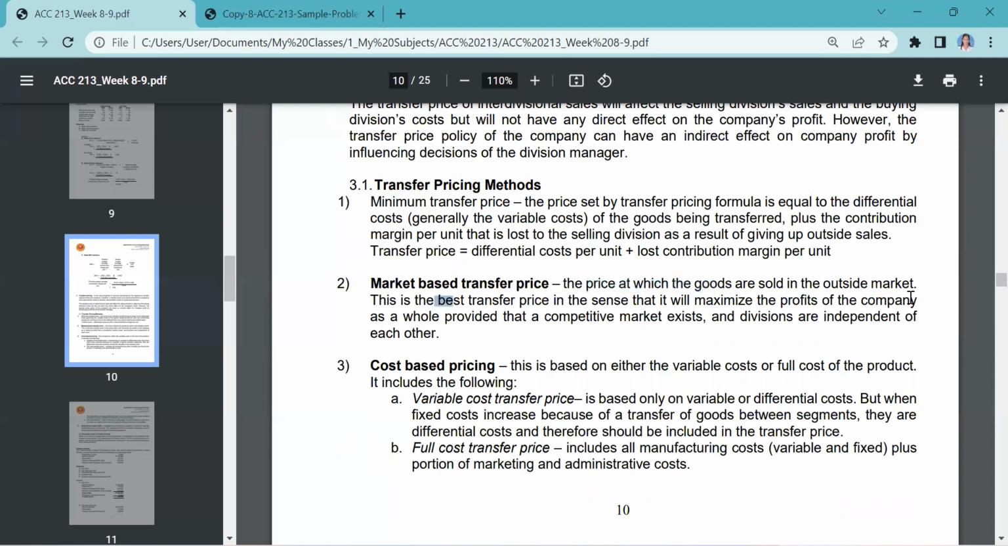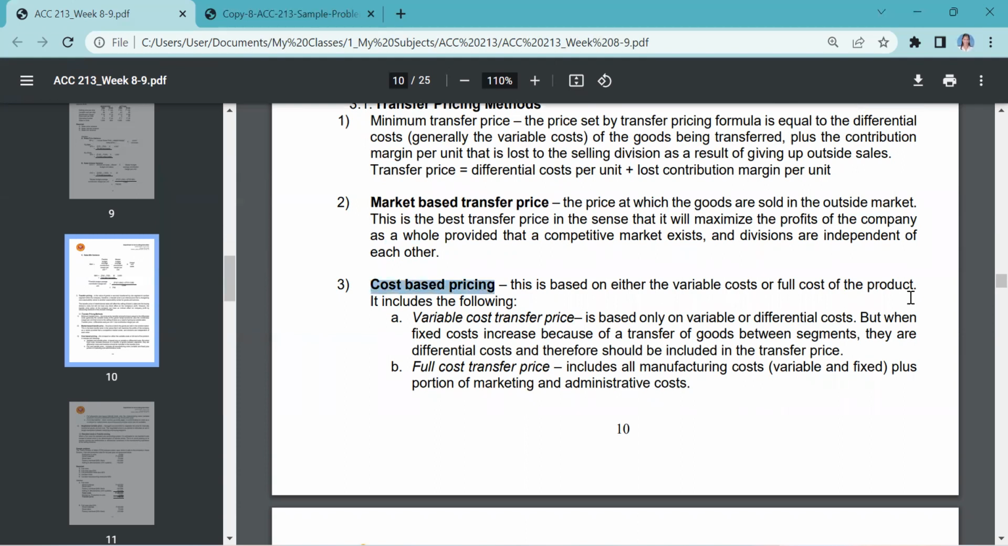So actually, this is the best transfer price because it will maximize the profits of the company as a whole, provided of course that a competitive market exists and divisions are independent of each other. Because if not, one department may earn income but the buying department may incur a loss because of the high cost it incurs.